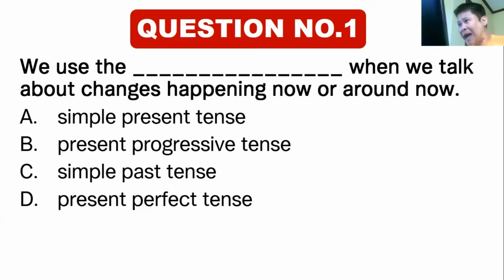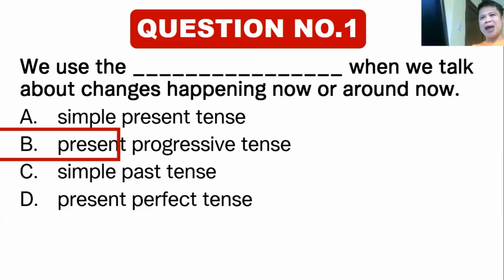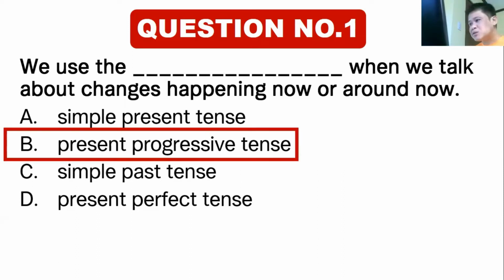Again, we use the blank when we talk about changes happening now or around now. A, simple present tense. B, present progressive tense or present continuous tense. Letter C, simple past tense. D, present perfect tense. Okay, the correct answer is letter B, present progressive tense.